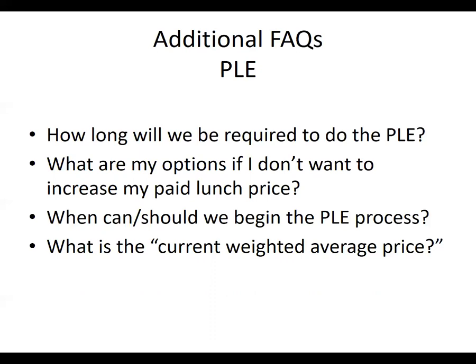The current weighted average price is calculated based on entering your paid lunch numbers and the sale prices into the tool. The tool will determine the weighted average price for you. That price is then used by the tool to determine what the next target weighted average price will be. The unrounded weighted average price for this year will be the information that is part of next year's tool.